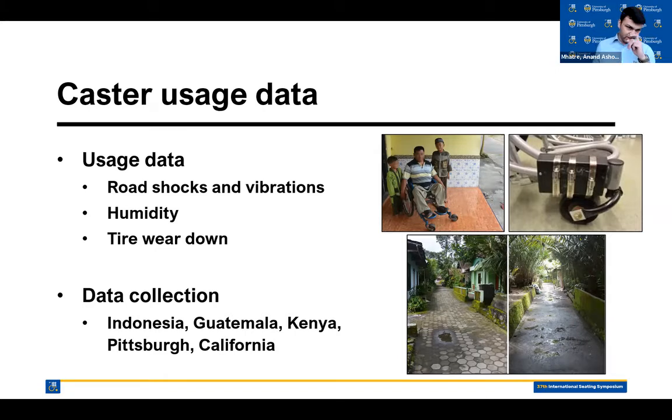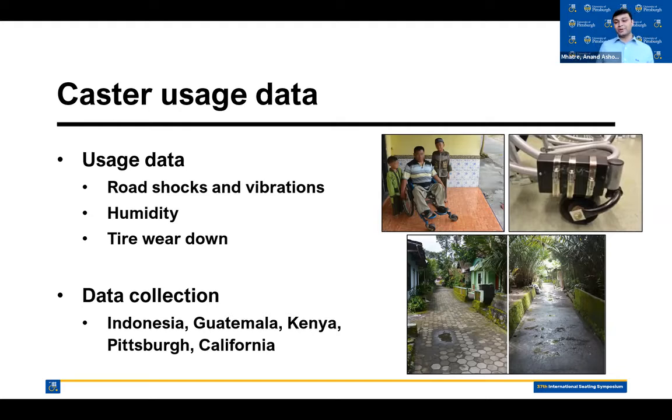environmental factors, for example, humidity. We know that in tropical areas, and again in coastal areas where humidity is high, that's where we see corrosion of a lot of wheelchair parts, and that affects the durability of these parts. So we have collected data on that. On the other hand, there's another thing which is tire wear down, and so abrasion or rough surfaces, rough terrain is a big problem.